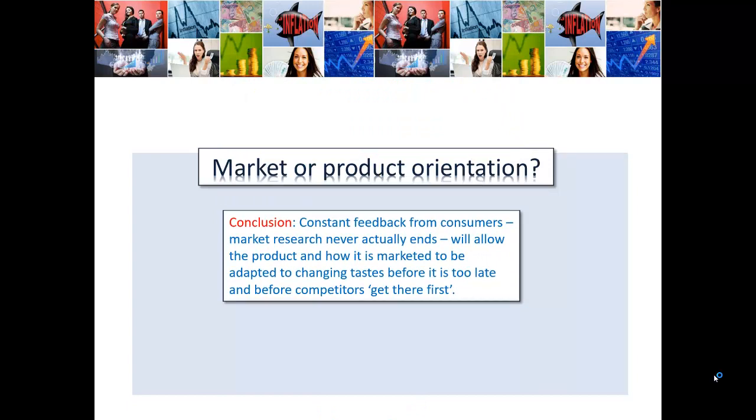So in conclusion, constant feedback from consumers. This market research is never actually ending. It's an ongoing process. Always surveying and researching potential customers for what they want. The constant feedback is going to allow the product and how it's marketed to be adapted to changing taste before it's too late and before competitors get there first.